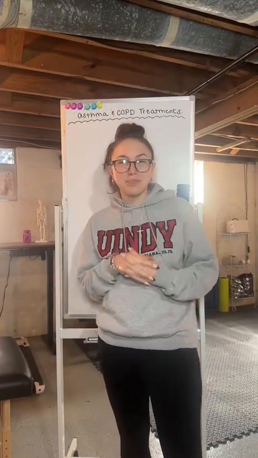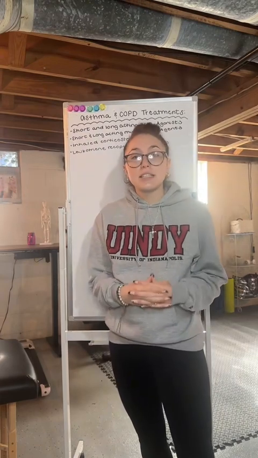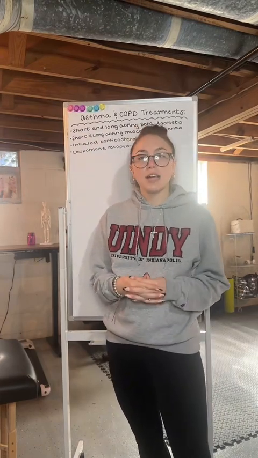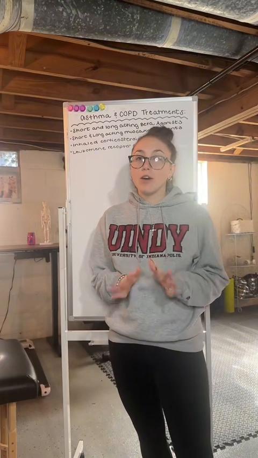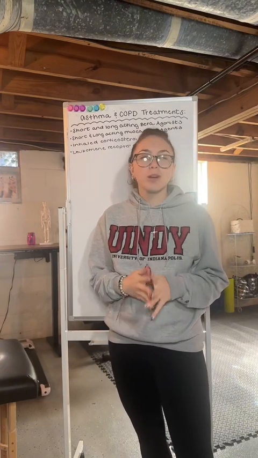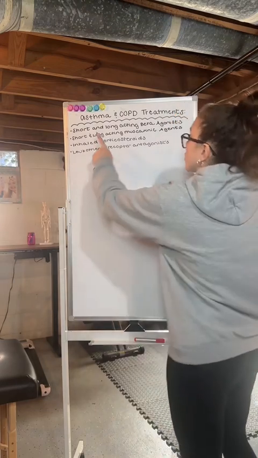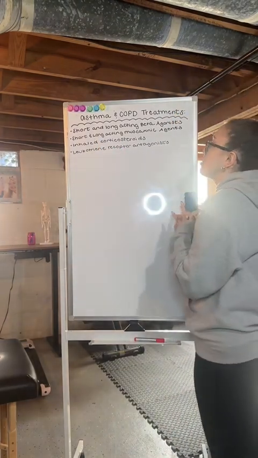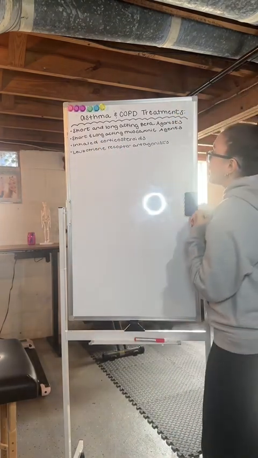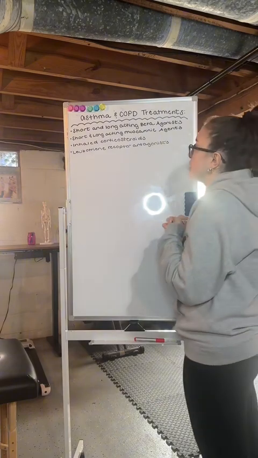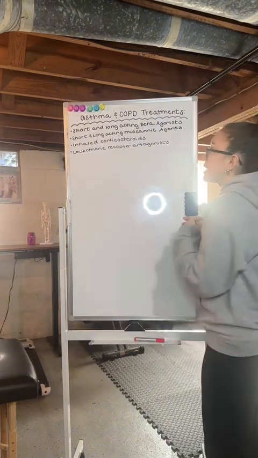Let's break it down. Today, we're going to be talking about 6 different classes of drugs that are used to treat asthma and COPD. I know it might seem overwhelming, but don't worry, we're going to break it down. The 6 classes are as follows. We have our short and long-acting beta agonists, short and long-acting muscarinic agents, inhaled corticosteroids, and muscarine receptor antagonists.